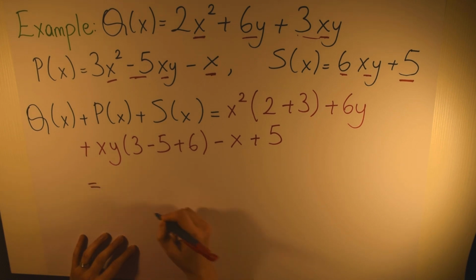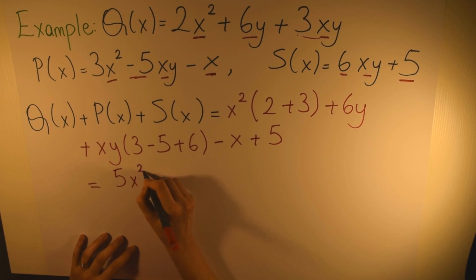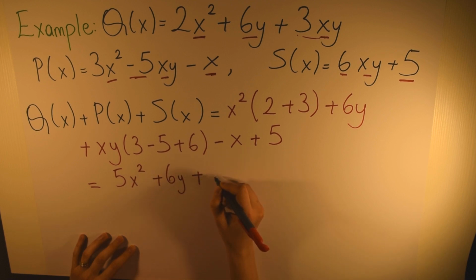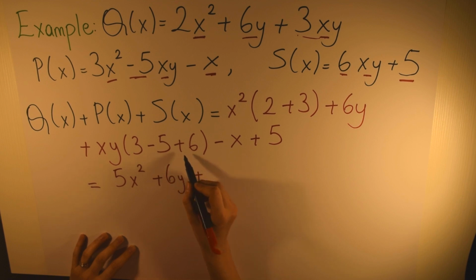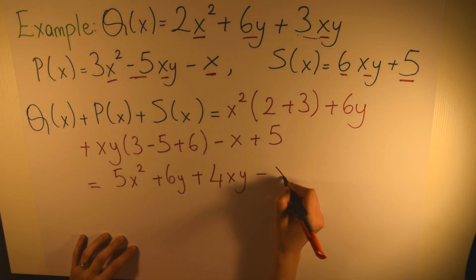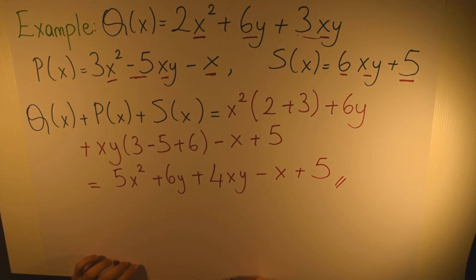So let's make this simple. We have here 5x squared plus 6y. Here I have 3 minus 5, sorry, this is minus 2 plus 6, it's 4xy minus x minus 5 is our solution.